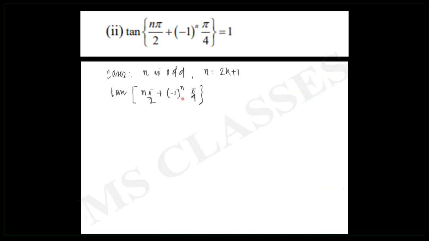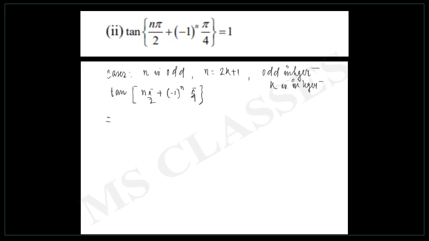Now here what we have, n is 2k plus 1, n is odd, we have taken. Here n is an odd integer now. Now when it is an odd integer, then k is what? n is 2k plus 1, so k is also an integer. Here k is not any odd integer, k is just an integer. It can be odd, it can be even. K is any integer.